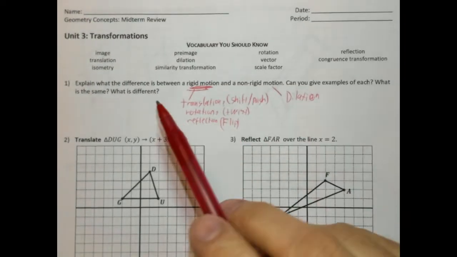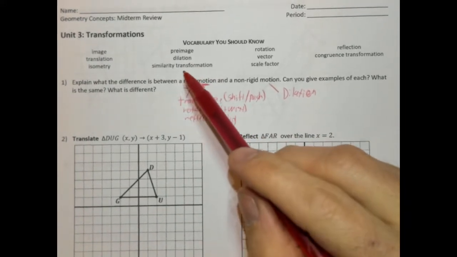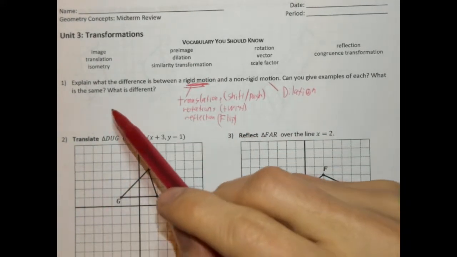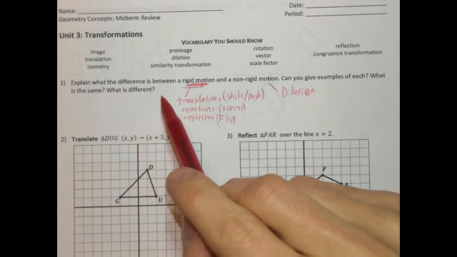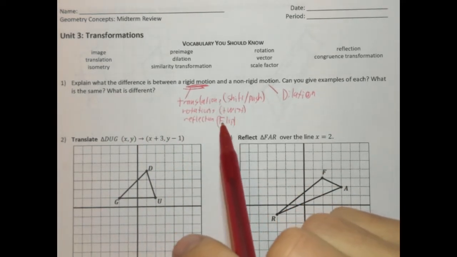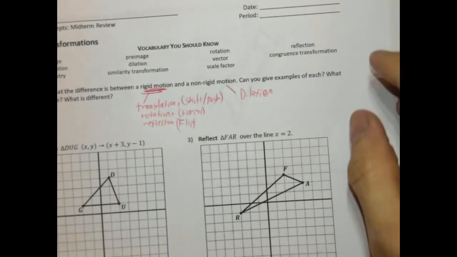All right, Unit 3. This is all about transformations. Explain what is the difference between a rigid motion and a non-rigid motion. Can you give examples of each? What is the same? What is different?